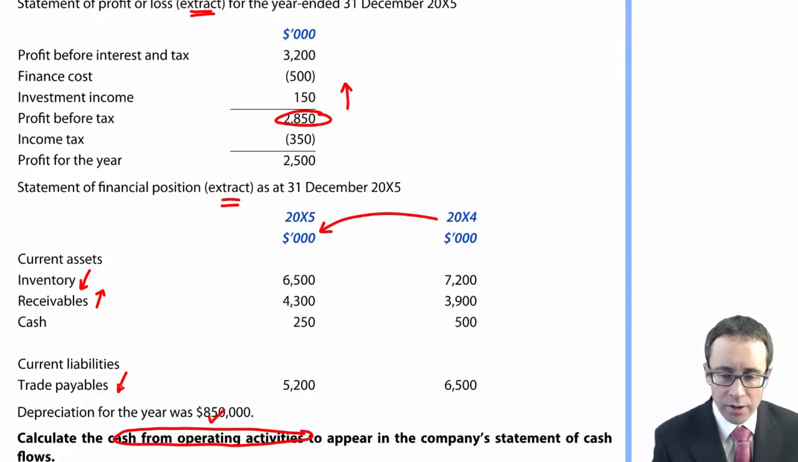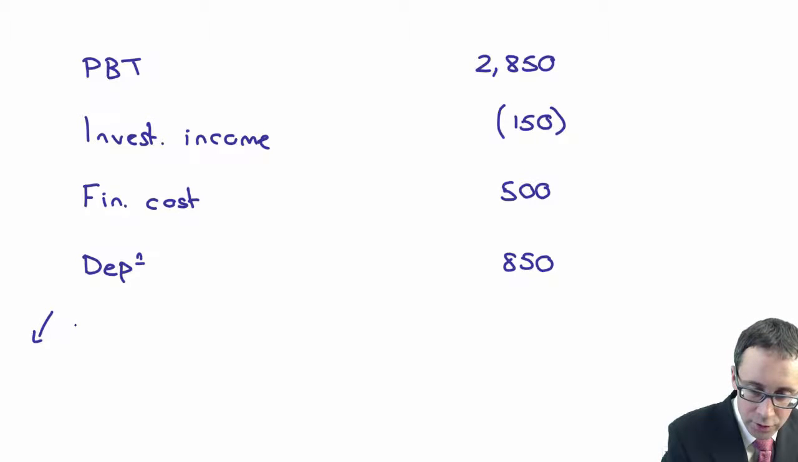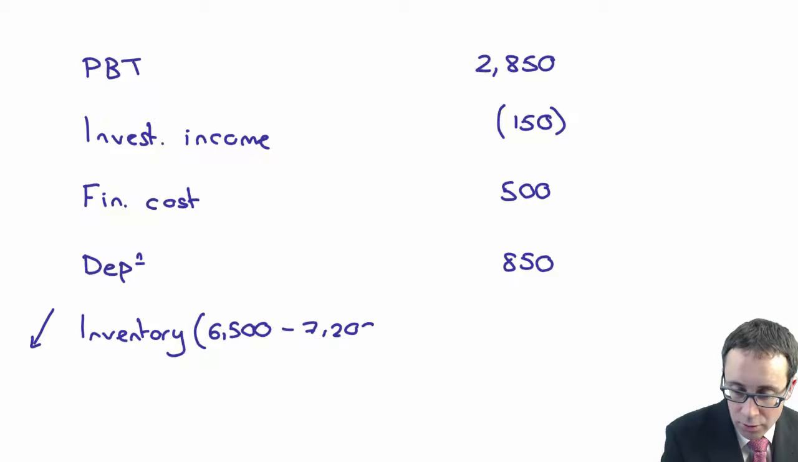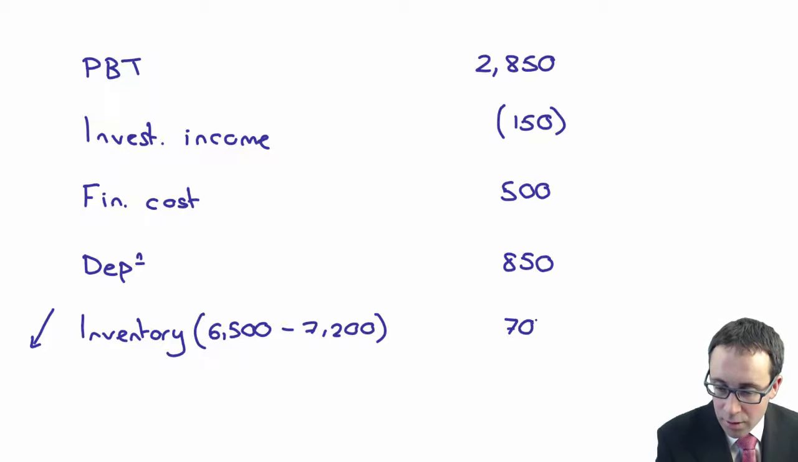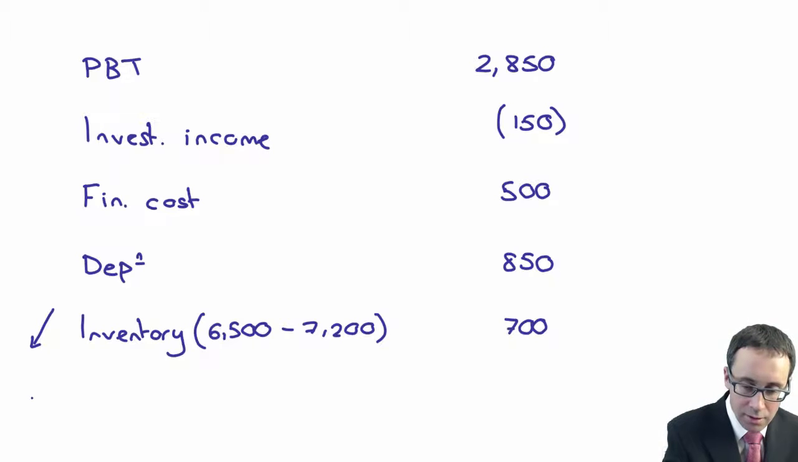Okay. So there's a reduction in inventory. So let's write that down. Reduction in inventory. The inventory is now 6,500. It was 7,200. So there is a reduction of 700. If your inventory has reduced, it's because you've sold more. And if you've sold more, you generate more cash. Okay, so that reduction in inventory gives you more cash.